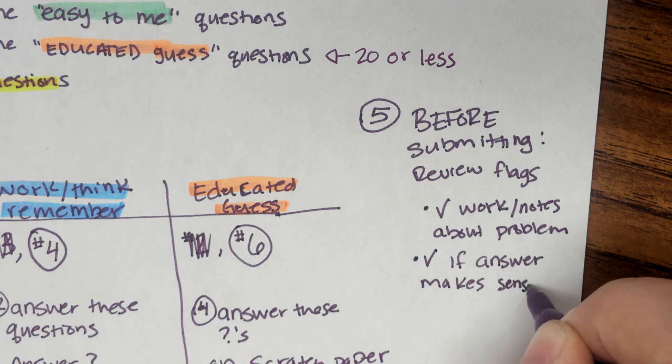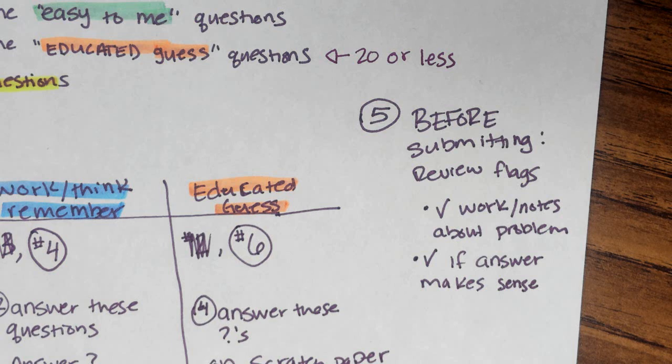If I was working on a scientific notation problem and the original number was like 3 billion, then I know the exponent in scientific notation needs to be positive. So if I wrote an answer or picked an answer where the exponent was negative, I know the answer doesn't make sense, and I can go back and review that.